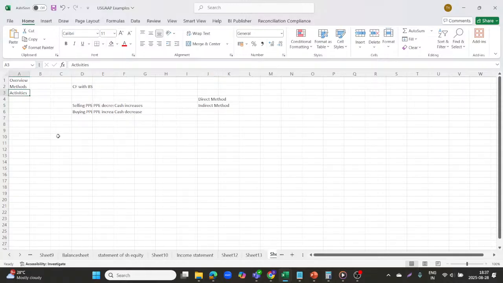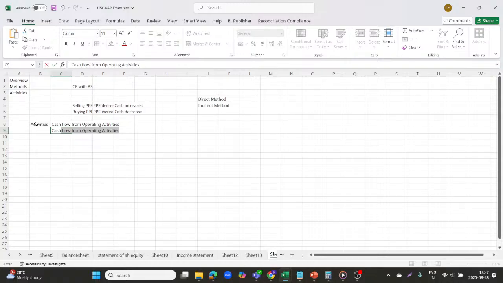And if we talk about the activities, there are three activities: cash flow from operating activities, cash flow from investing activities, and cash flow from financing activities. So these are the three activities that we need to cover.